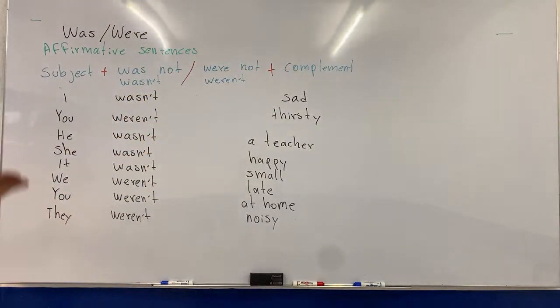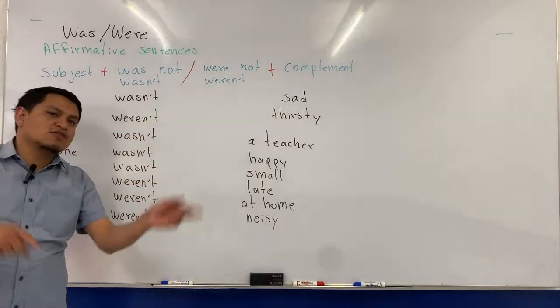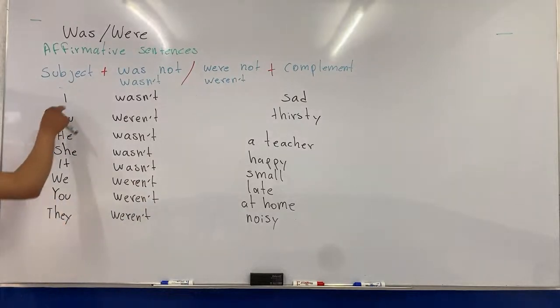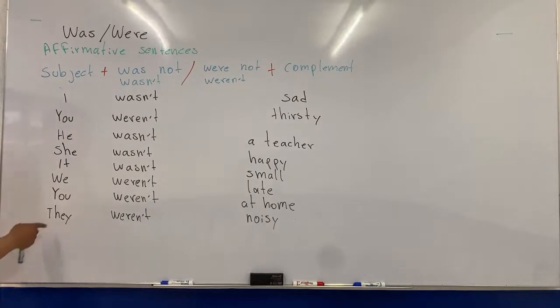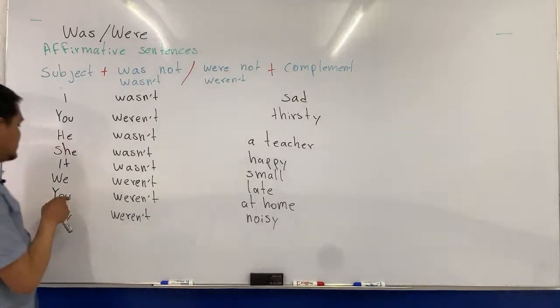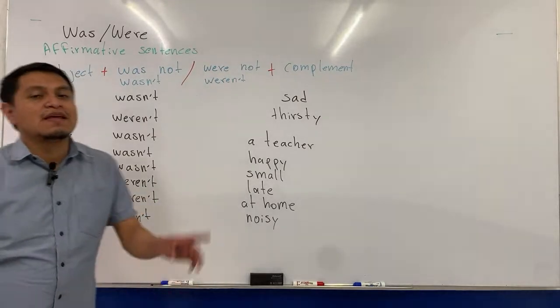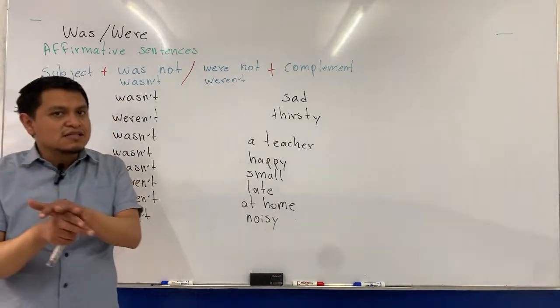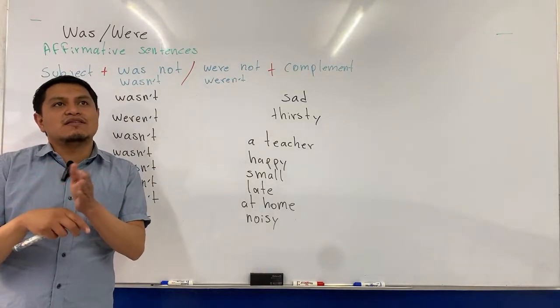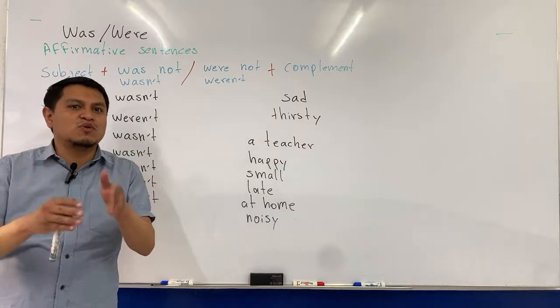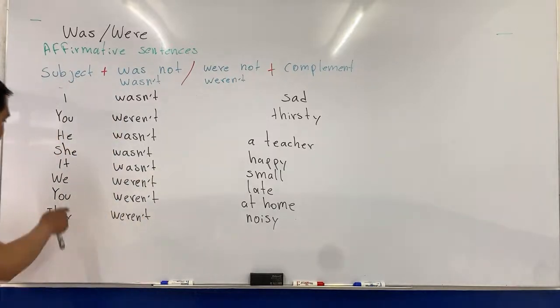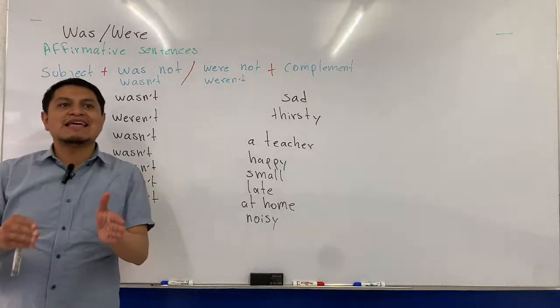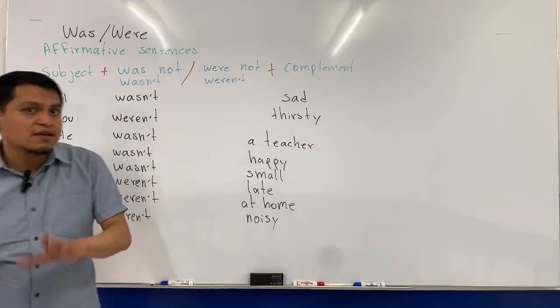And finally, we have a negative sentence, right? Yo no era, yo no estaba. For example, I wasn't sad, yo no estaba triste. In this case, you weren't at home. Remember, in English we have no difference between ser or estar. It's the same word, be. Now, you weren't at home, it's like no estabas en casa, right?